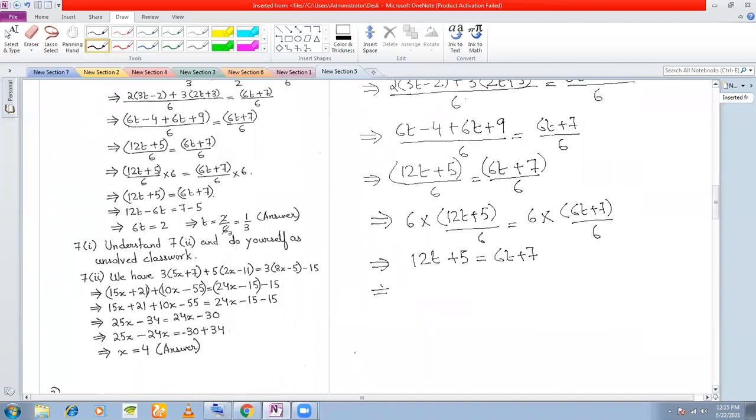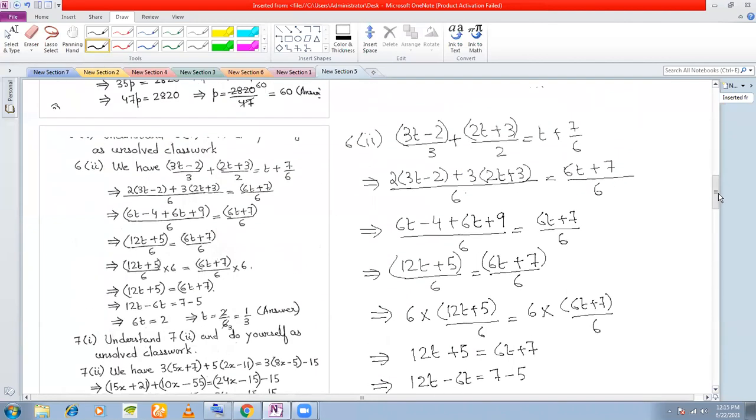Step 1 is complete. Step 2 is take all the variables on one side. So 6t, let us bring on the other side. 12t minus 6t and 5 you take it to the other side. So you get 7 minus 5. So 12 minus 6 is simply 6t is equal to 7 minus 5 is 2. That means t is, you divide both sides by 6 to get 2 by 6, which is the same as 1 by 3. And that is your answer.